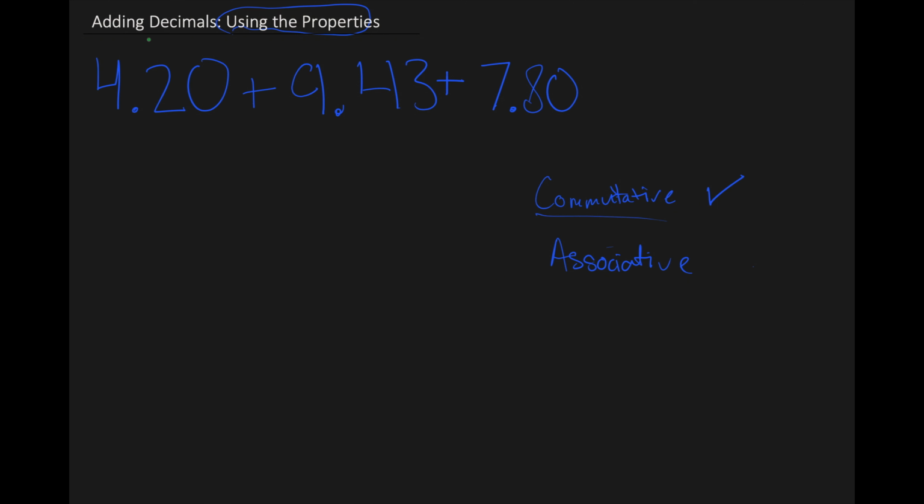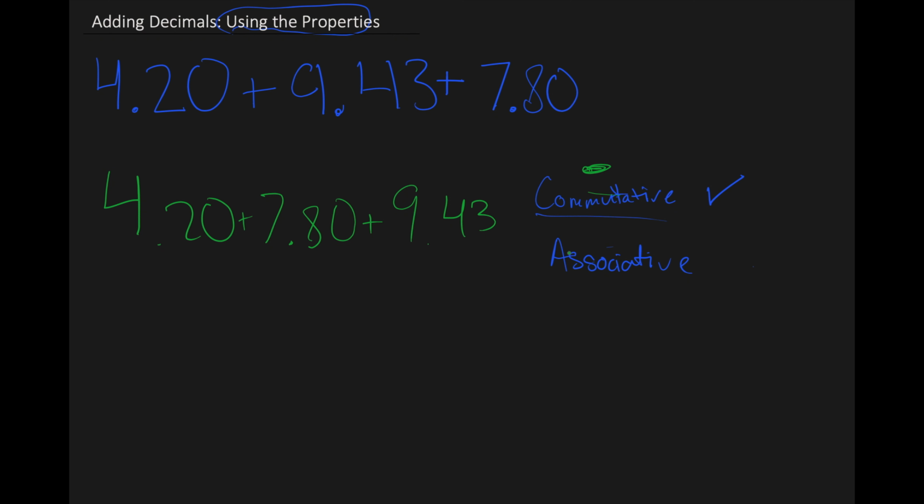I'm going to write this part down in green. That way I remember. 4.20 plus 7.80 plus 9.43. There you go. It's a different order, right? Now what you could do here is 7.80 plus 9.43 plus 4.20. The sum would remain the same because of the commutative property, right? But we don't want that. We know that 4.20 plus 7.80 are compatible because it's very, very easy to add, right?